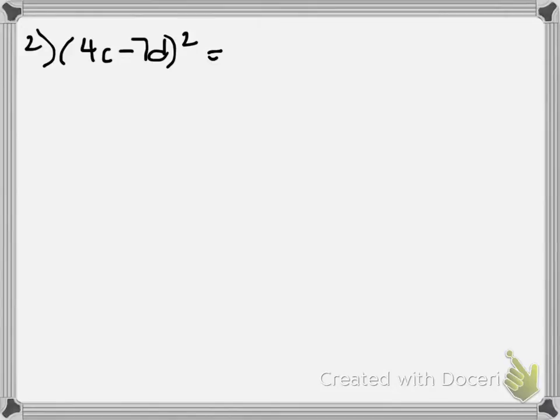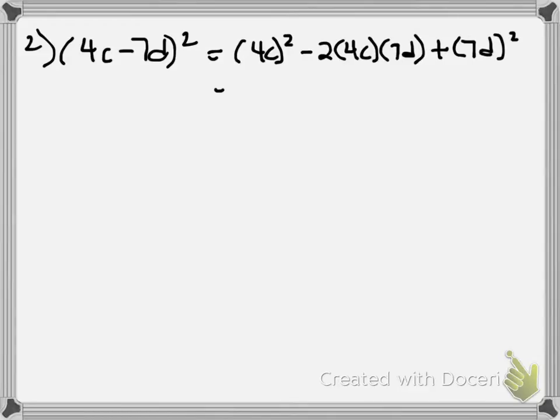Bingo! So again, what you're doing is taking 4c and squaring it. It says minus in the binomial, so our middle is minus. We're going to double the product of the 2 terms. And then it's always going to be positive, and we're going to square the last term. So that gives us 16c squared minus 56cd plus 49d squared.